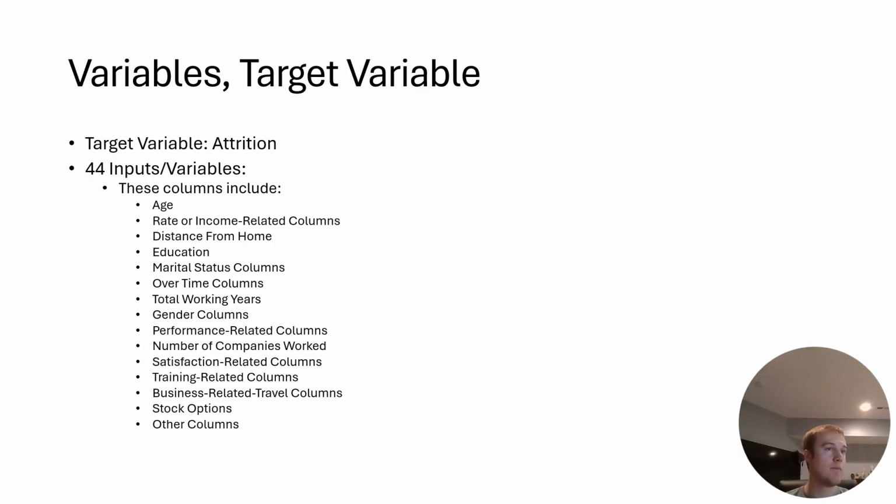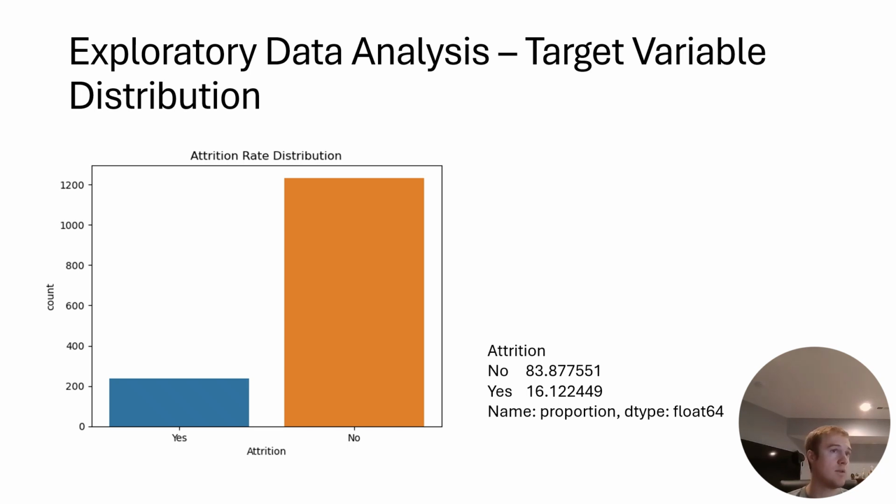A little bit about the variables within the dataset. So the target variable is attrition, and then I had 44 inputs or variables. These columns include age, rate or income related columns, distance from home, education, marital status columns, and many other columns listed within the bullet points up there. Now I'm going to highlight the exploratory data analysis a little bit.